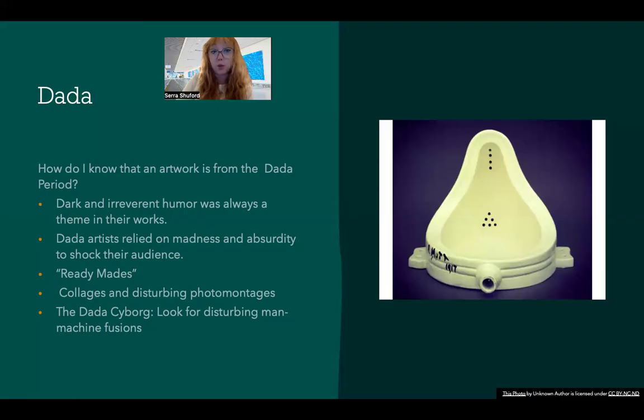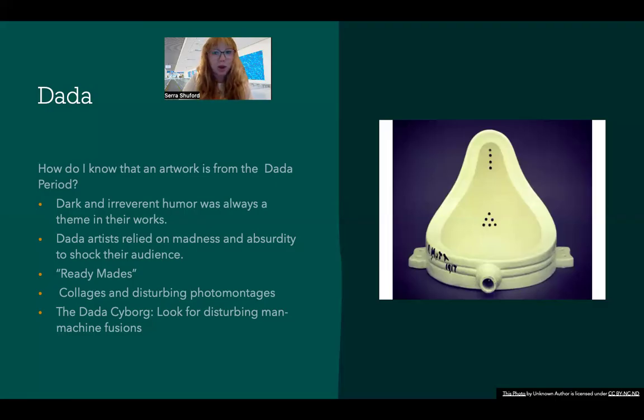So it's really the Dada period is about this irreverent humor. It was always a theme in their work. Dada artists relied on madness and absurdity to shock their audience, just like with the urinal piece. And I actually saw this piece earlier this year. It's in this really tiny museum in Maryland, and it is what it looks like. But it's really cool to see it in person. It's just amongst all this other artwork, and it's just on its own little pedestal there. But yeah, it is what it sounds like. It's just a urinal on a pedestal.